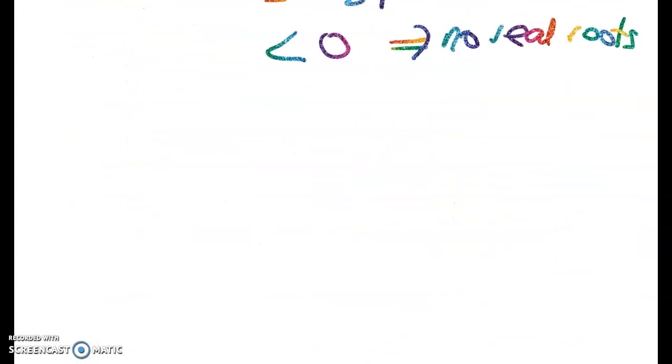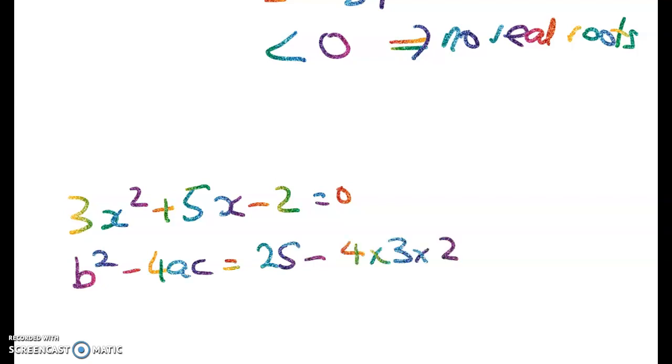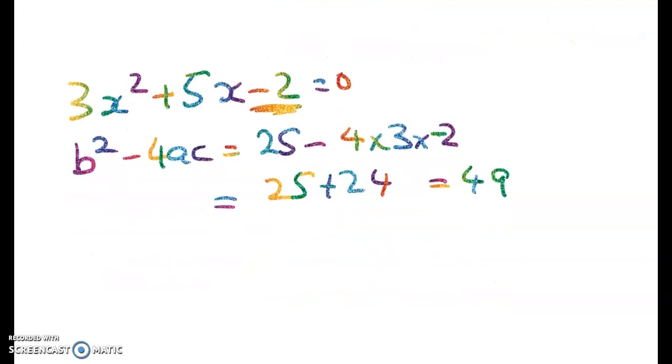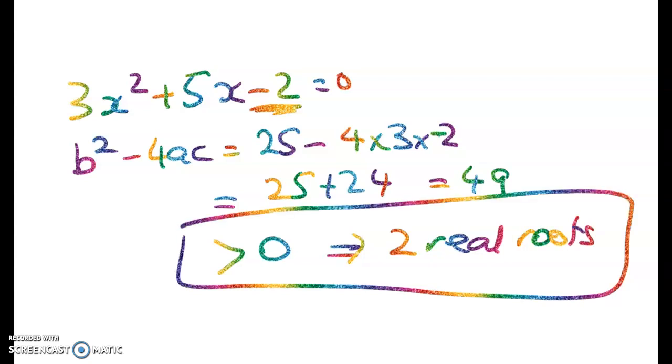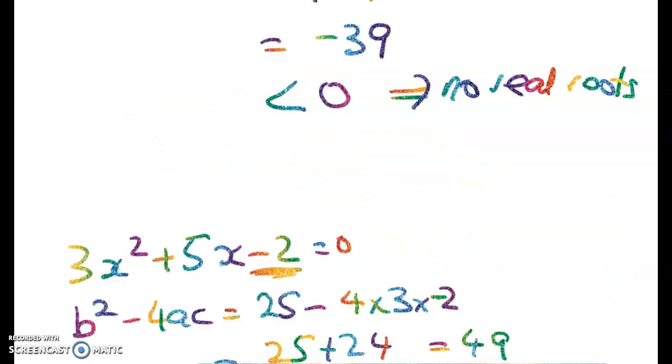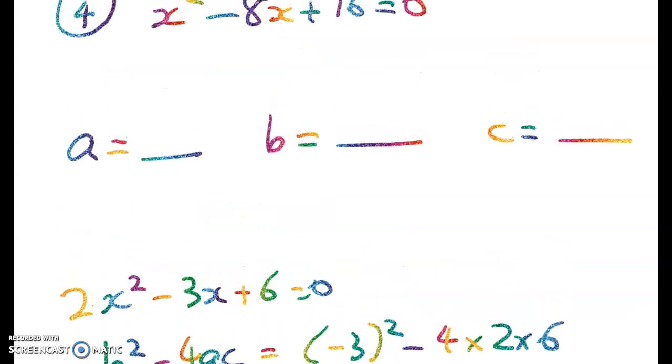Number 3, 3x squared plus 5x minus 2 equals 0. b squared minus 4ac is equal to 25 minus 4 times 3 times negative 2, which gives us 25 plus 24, or 49. And that's greater than 0, so we've got 2 real roots. It's really, really important that you make that statement when you're doing any kind of discriminant problem. So back here, we've got to say why there are no real roots. It's because the discriminant is negative.